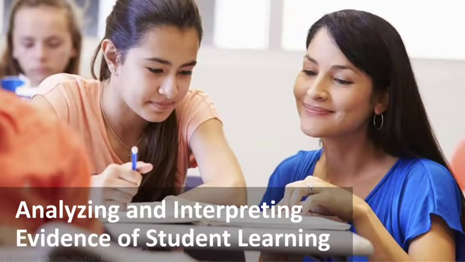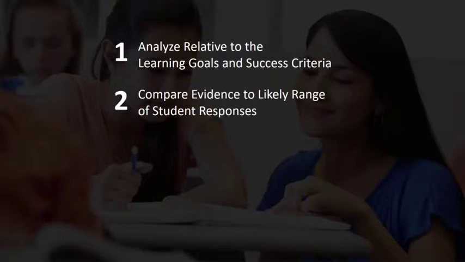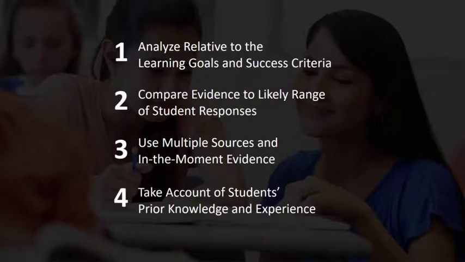Welcome back to the module on analyzing and interpreting evidence of student learning. Recall that this module delves into four main ideas in analyzing evidence. They are: analyze relative to your learning goals and success criteria, compare evidence to a likely range of student responses, use multiple sources and in-the-moment evidence, and take account of students' prior knowledge and experience.